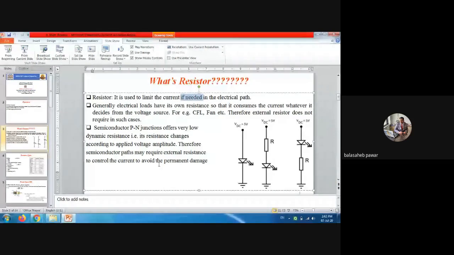In future, if anybody asks what a resistor is, define it. Your answer should be: it is a component which is used to limit the current in the electrical path if required. It is not mandatory that it should always be used there. And the best example is our dry cell and a regulated DC power supply of high current rating. Clear?